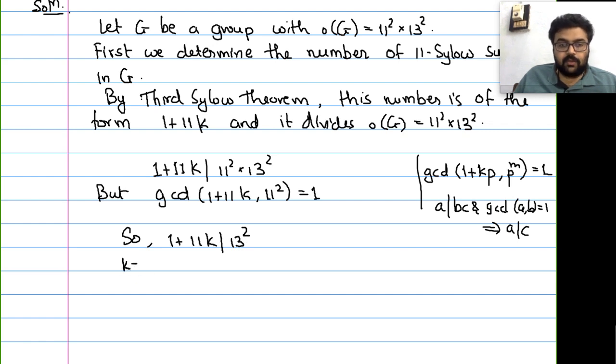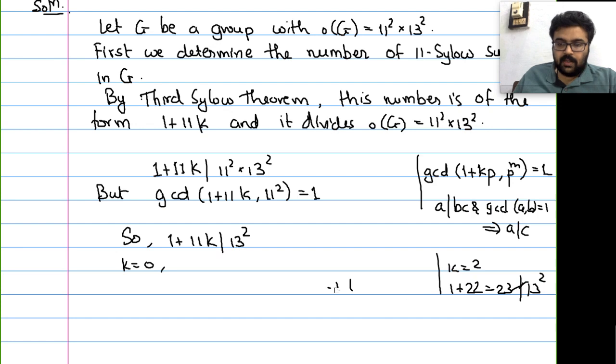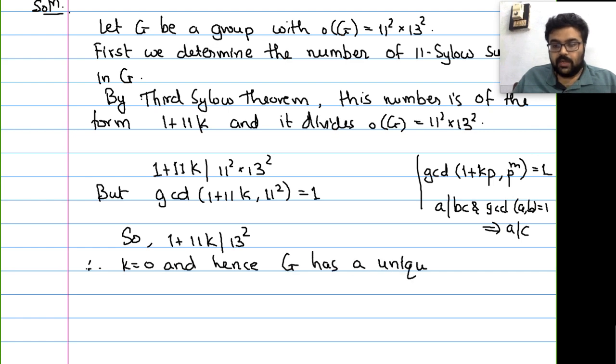So is it possible? If k equals 0, this is possible: 1 divides 13 square. If I take k equals 1, I get 1 plus 11k equals 12, and 12 does not divide 13 square. If I take k equals 2, then we have 1 plus 22, which is 23, and 23 does not divide 13 square. For k equals 3 and so on, it will not divide. So the only possibility is k equals 0. Therefore the number of 11-Sylow subgroups is 1, and hence G has a unique 11-Sylow subgroup.